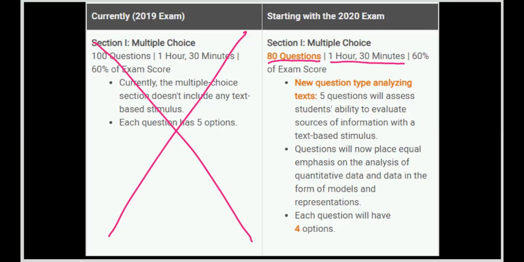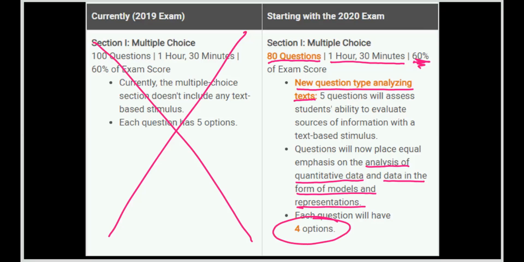and it's still worth the same amount of your grade, but you do have this analyzing text type question, and so they'll write something for you, and then they'll have you answer it, and you'll have an equal emphasis on analyzing quantitative data and data in the form of models and representations, and each question only has 4 options.